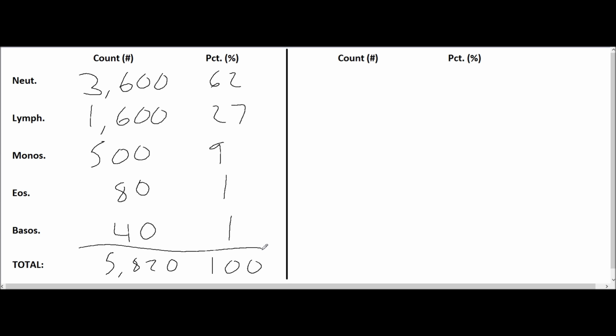If we have patient B on the right here, though, what I'm going to do is say that they have 744 neutrophils, 324 lymphocytes, 108 monocytes, 12 eosinophils, and we'll say 11 basophils.